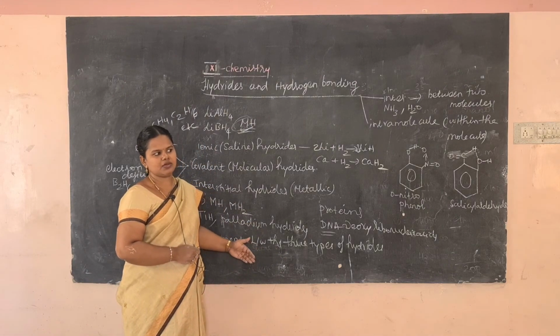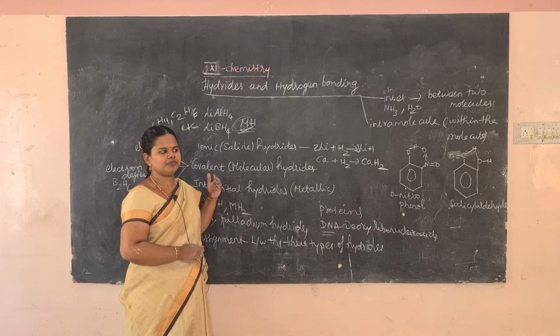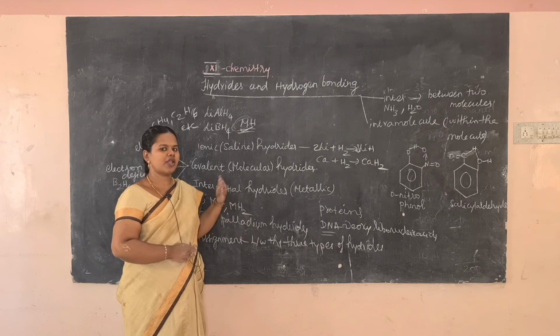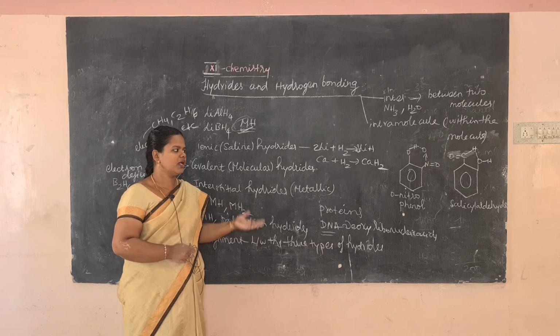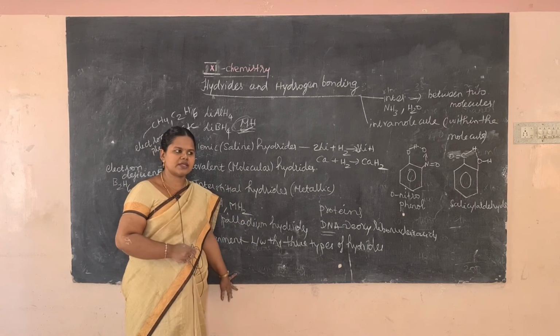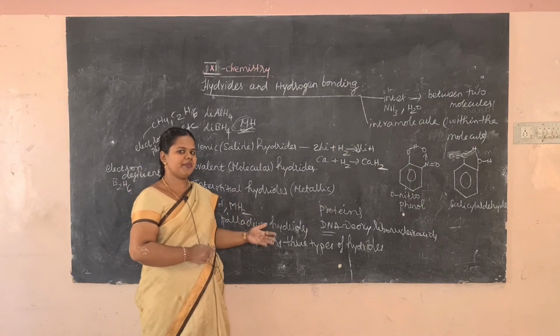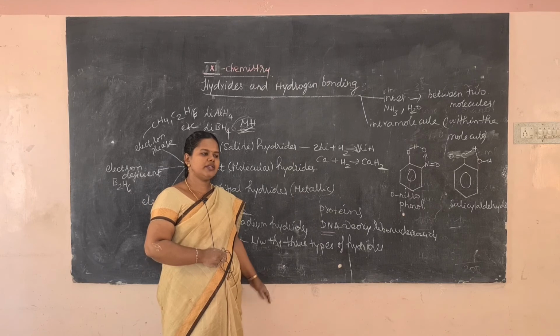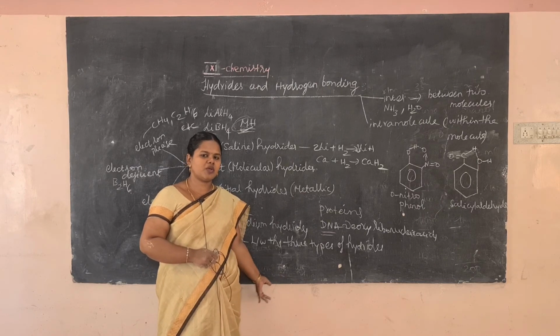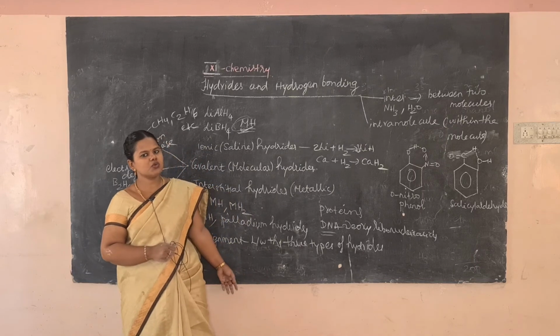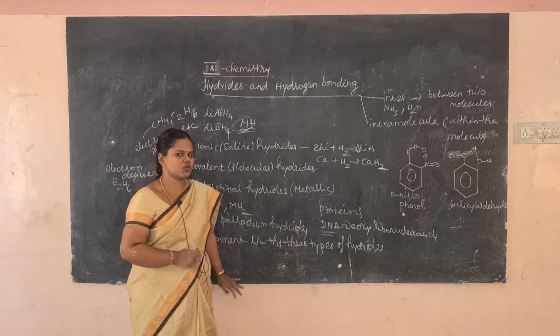In this lesson we have learnt about hydrogen and the three isotopes of hydrogen. I will give a summary. What are those isotopes? That is protium, deuterium and tritium. And then the preparation of these isotopes, then the chemical properties of hydrogen and uses of hydrogen. It is a very important source of fuel.